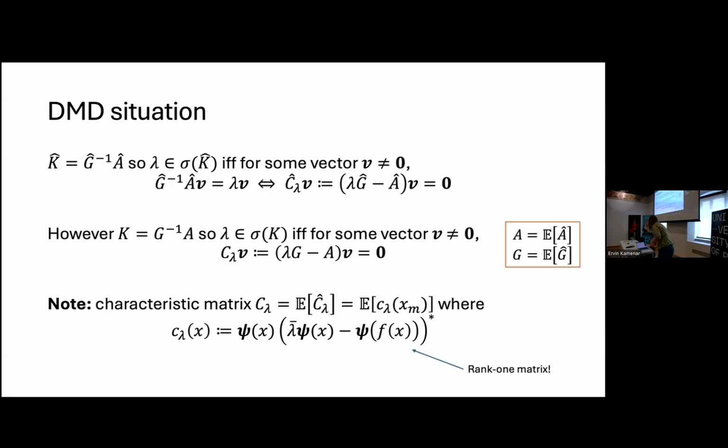So basically what we really want to test is, given that I know this C hat of lambda, is my true C of lambda equal to 0, or does it have a non-zero kernel? If this holds, then lambda is an eigenvalue of our infinite data matrix. So we want a statistical test for this.